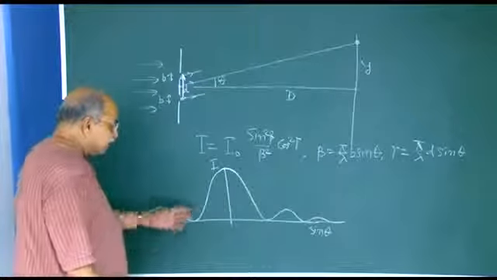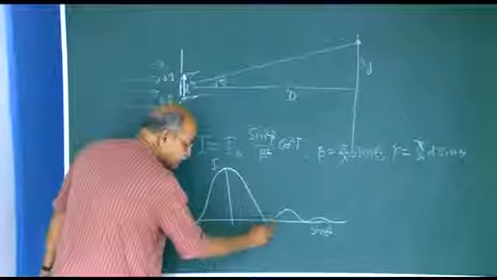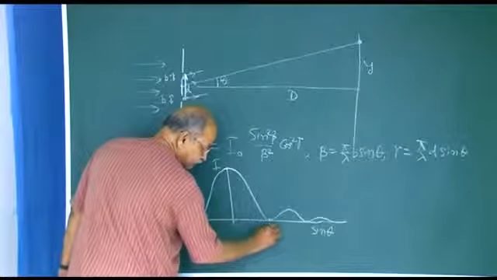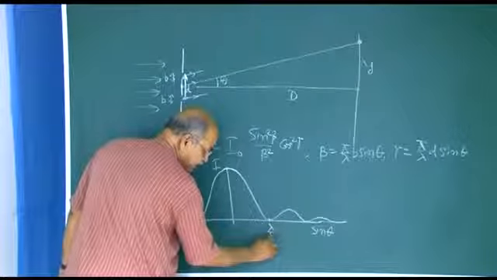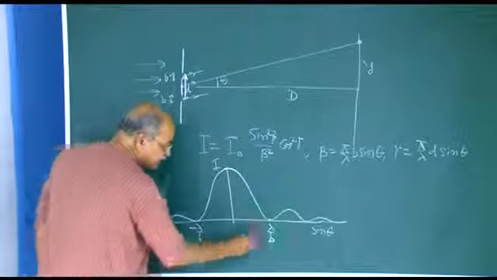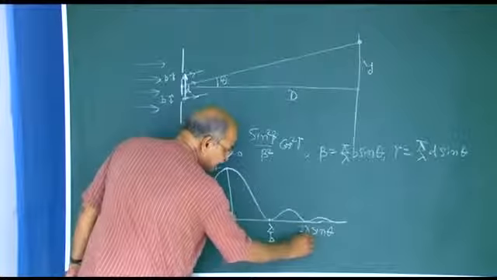And this is governed by, this is what? This is lambda by b, this is minus lambda by b, and so on. This is 2 lambda by b, and so on.